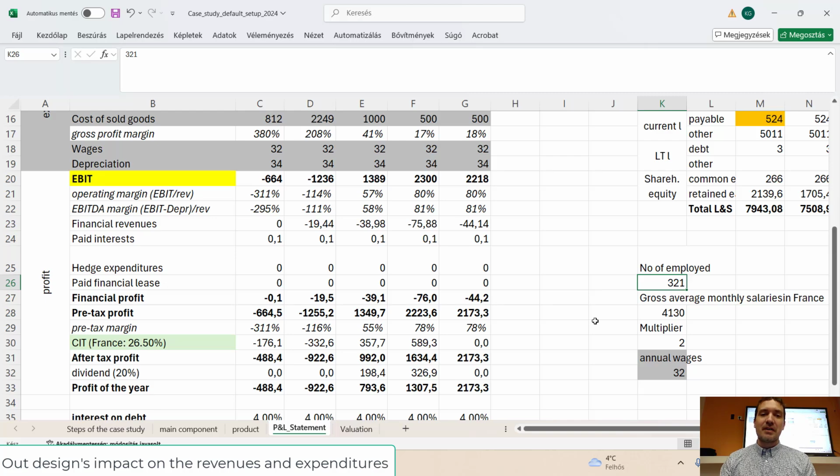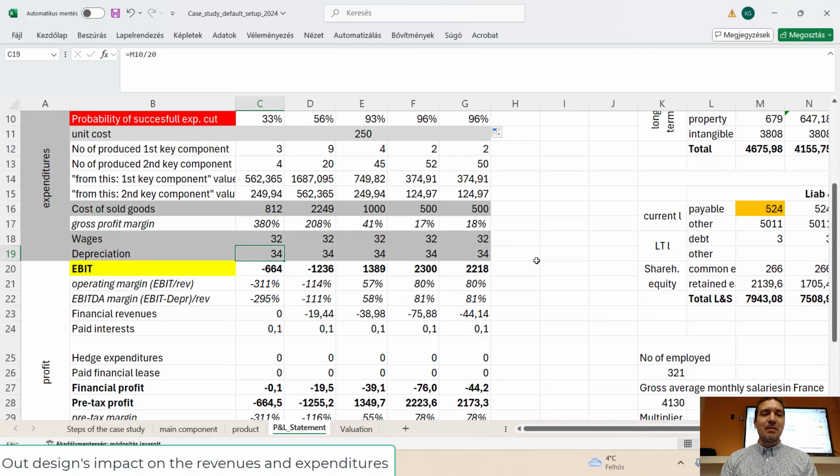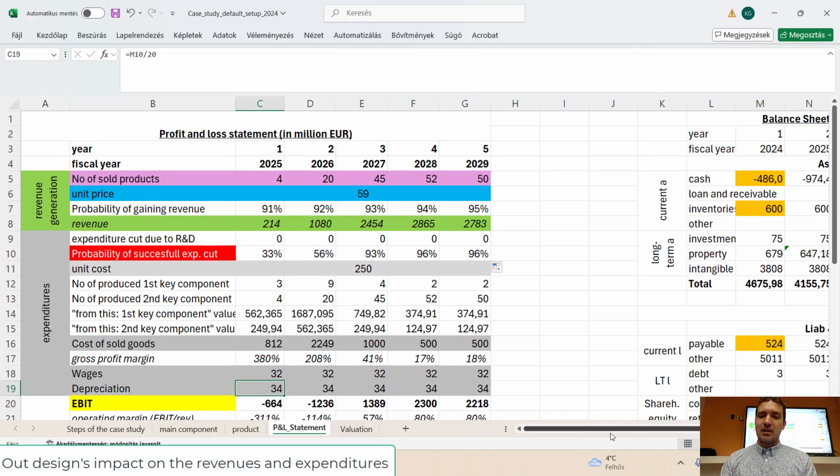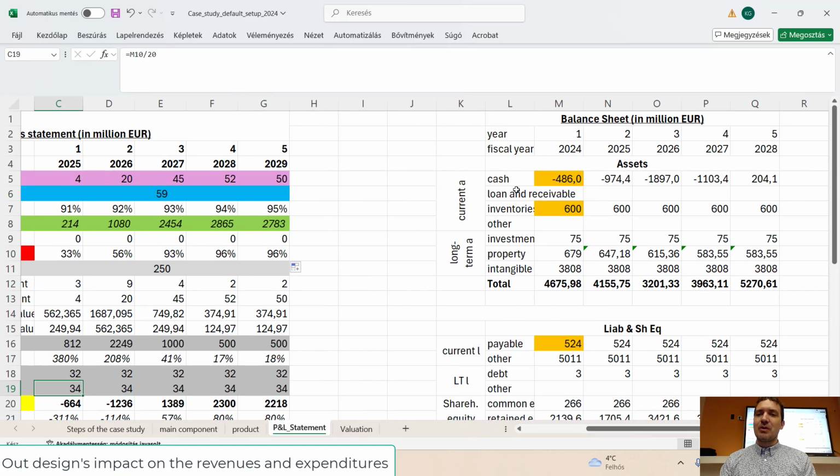Also, we have depreciation, because from the balance sheet data I was able to trace back that we have long-term assets, and in long-term assets we have property. So these are all the offices, manufacturing buildings, warehouses, manufacturing equipment, which has a longer lifespan than 1 year. So, property.